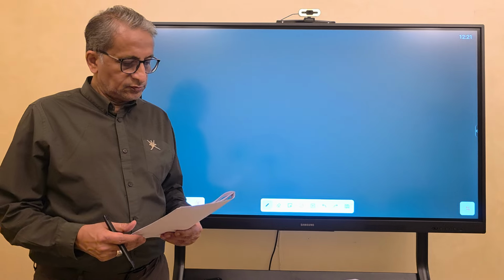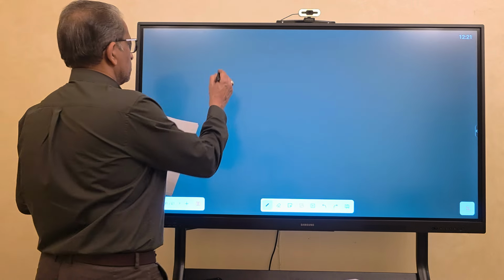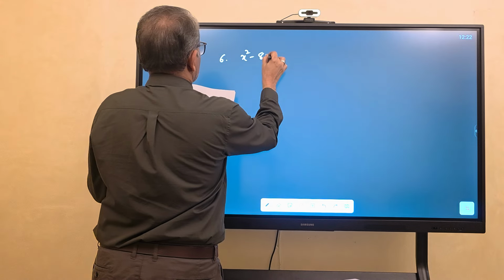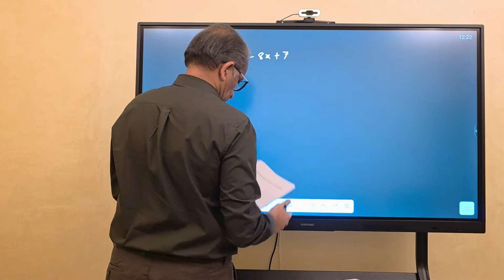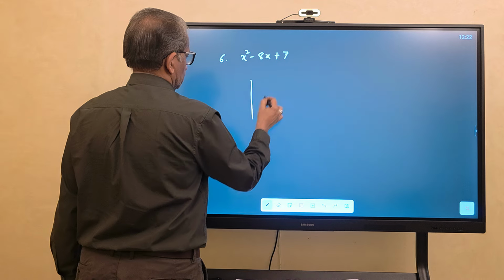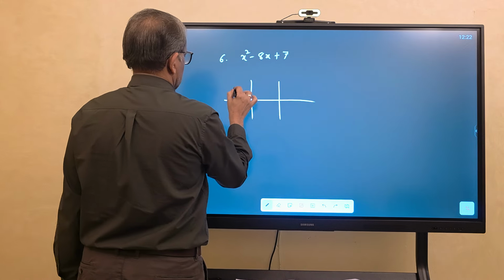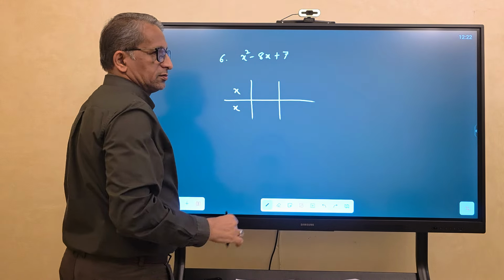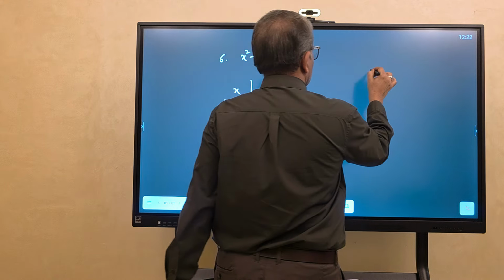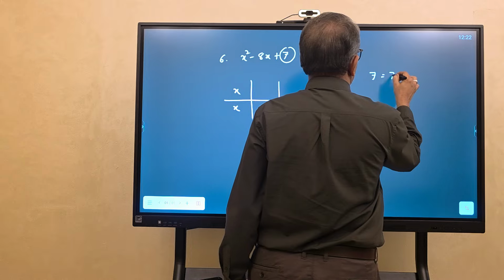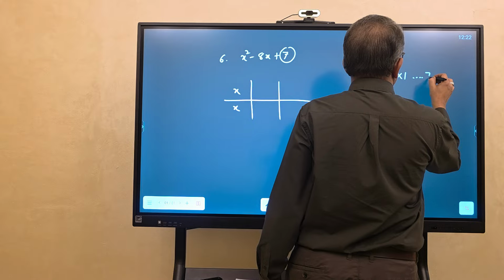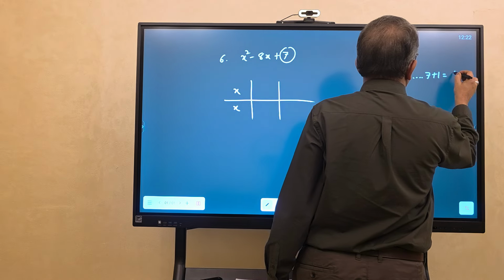Let's continue. Let's see question number 6. x square minus 8x plus 7. So the box, the factors of x are x and x, and 7. Okay, what are the factors of 7? The only factors are 7 and 1. And when I add these, 7 plus 1, it gives me 8.